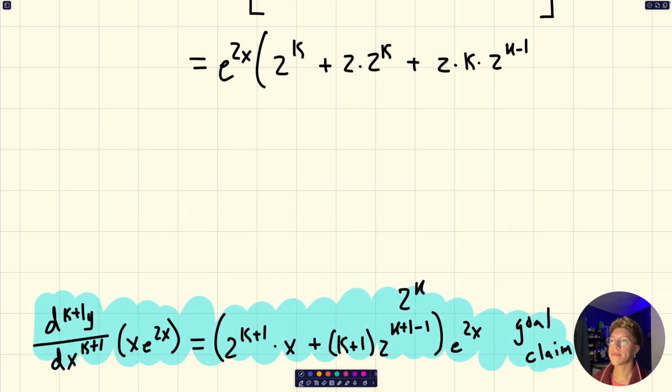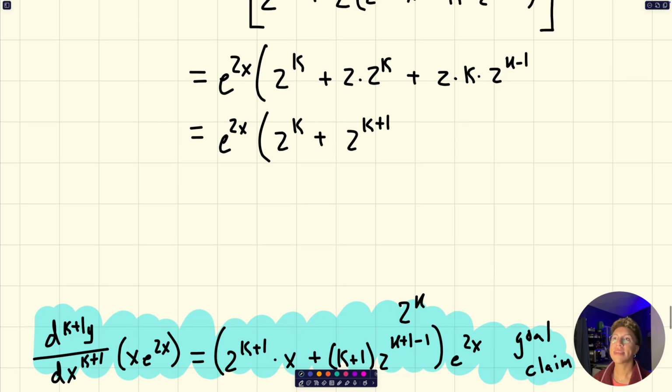Okay, so back to where we were. What we can see here is that we have e to the 2x outside. Inside we have 2 to the k, and now we have 2 to the k plus 1 here. And then over here we have 2 times 2, so that's going to be k times 2 to the k minus 1 plus 1. We're combining these powers in the exponent, so this is just going to be 2 to the k.